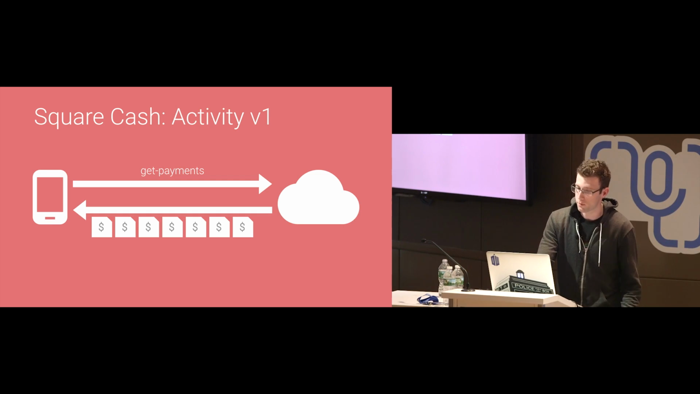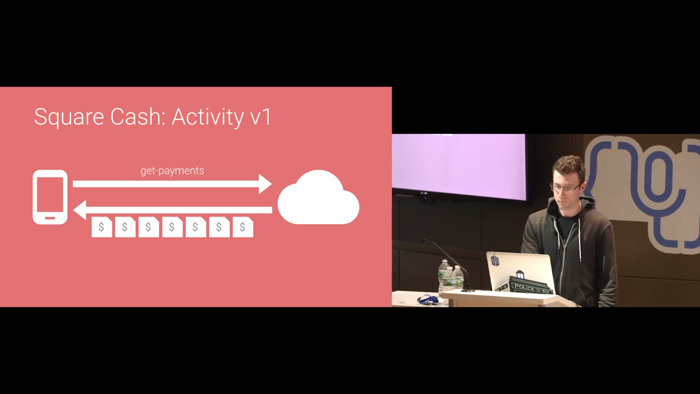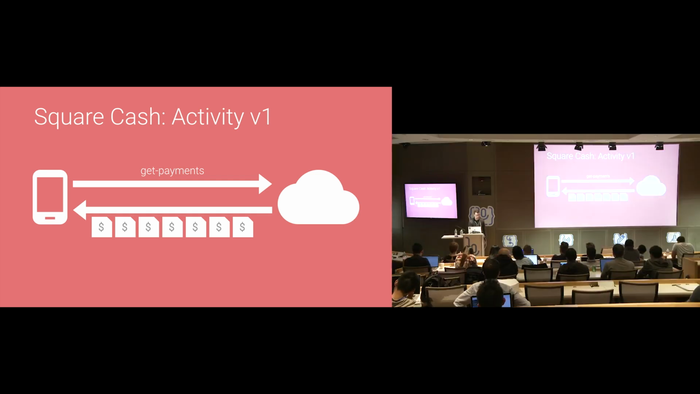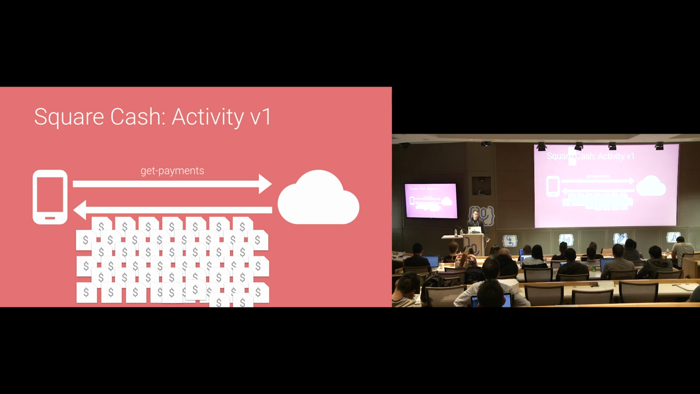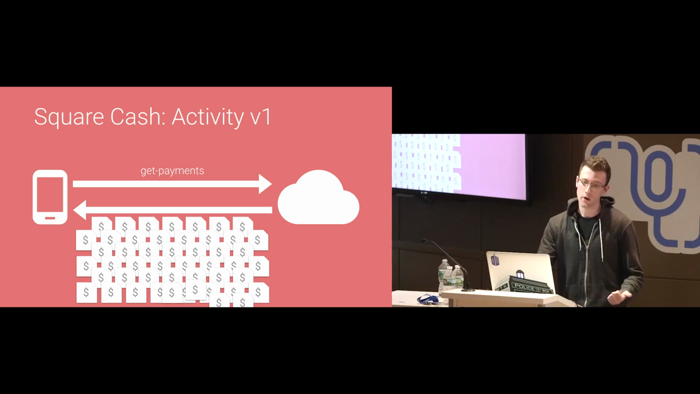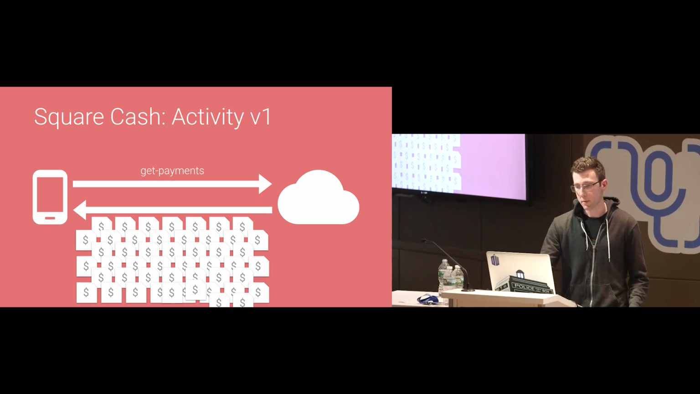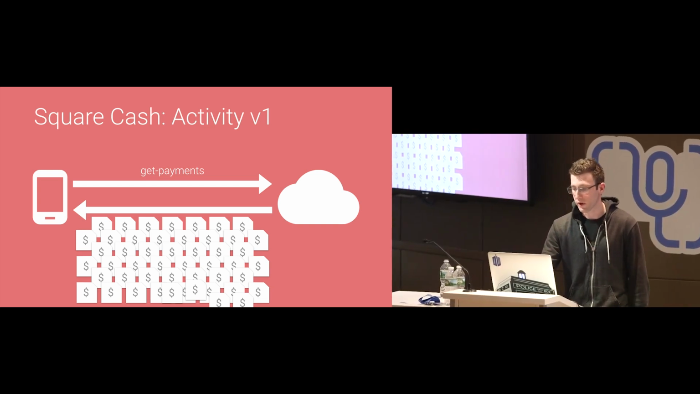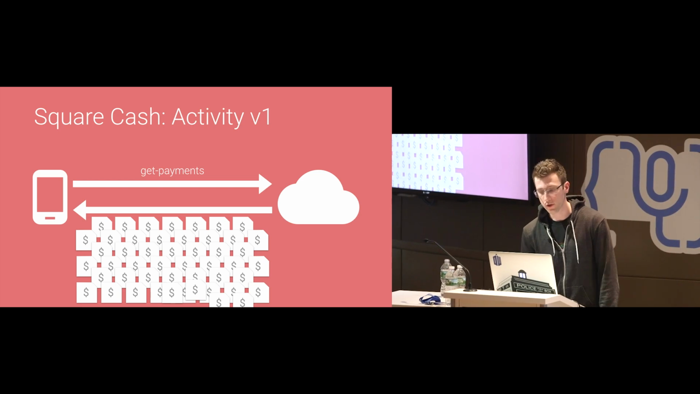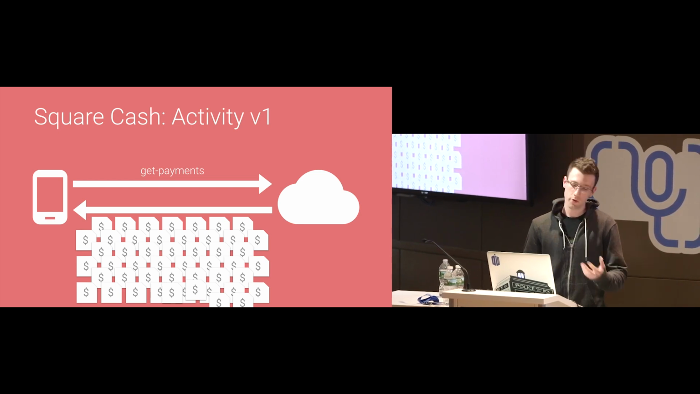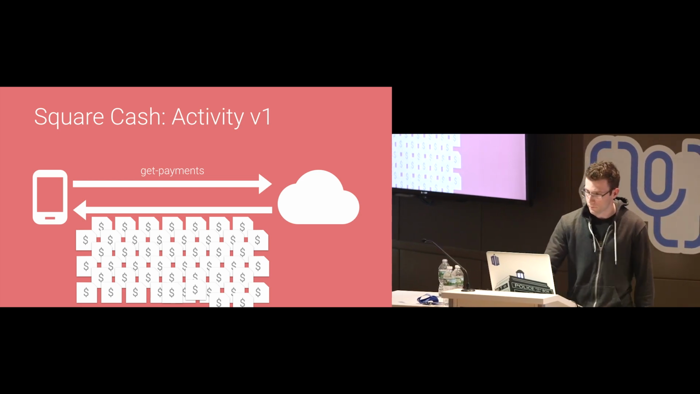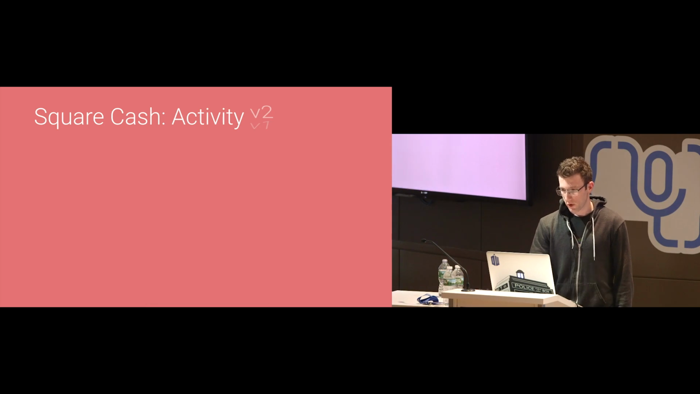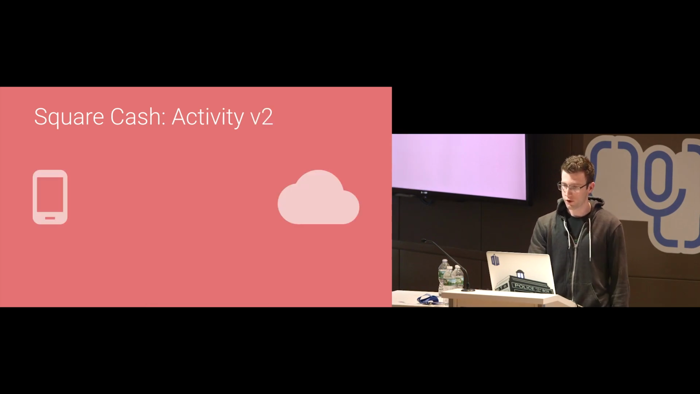The reason this is inefficient is that 3 months from now or a year from now, this is what your response looks like. You've accumulated a lot more payments. So this is a lot of bandwidth to be occupying every time you want to get payments, which we do quite frequently. And it's also a high load on the server to have to continuously pull these payments from the database and ship them over to you. So let's talk about version 2.